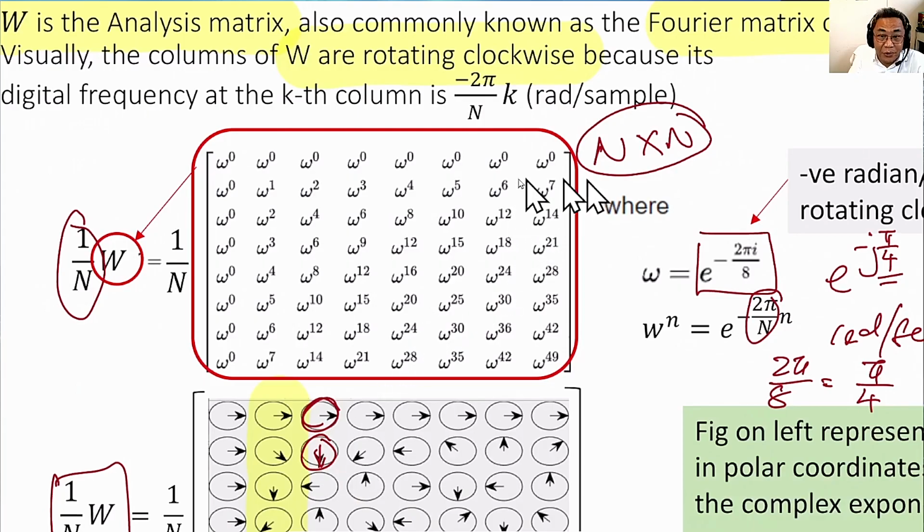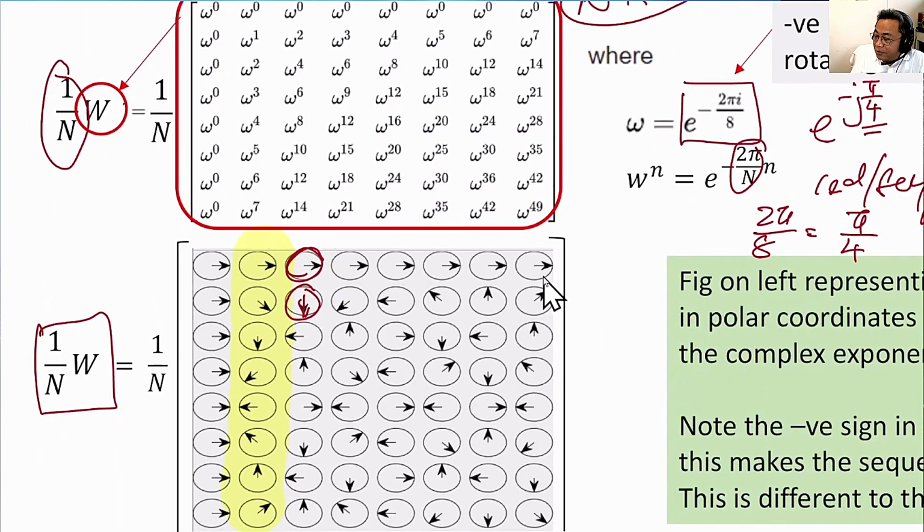However, something very interesting happens at the last column. You will realize that this complex phasor can also be viewed as a phasor that is rotating anti-clockwise at pi over 4. So this phasor, compared to this phasor, they are rotating at the same speed but in different directions.